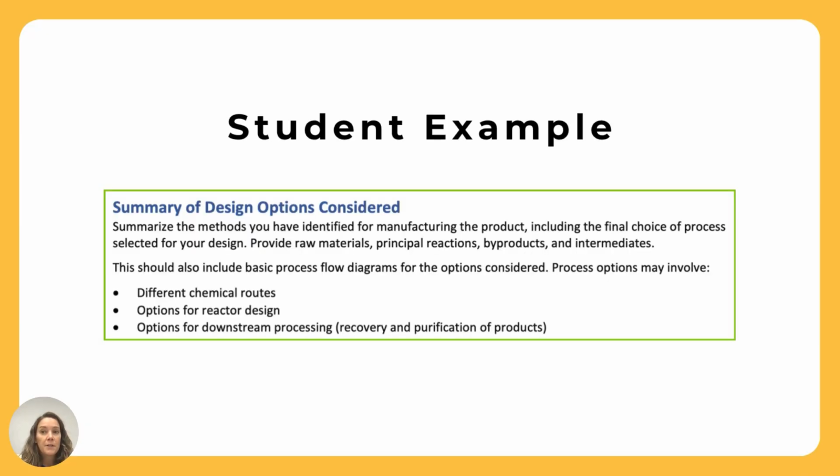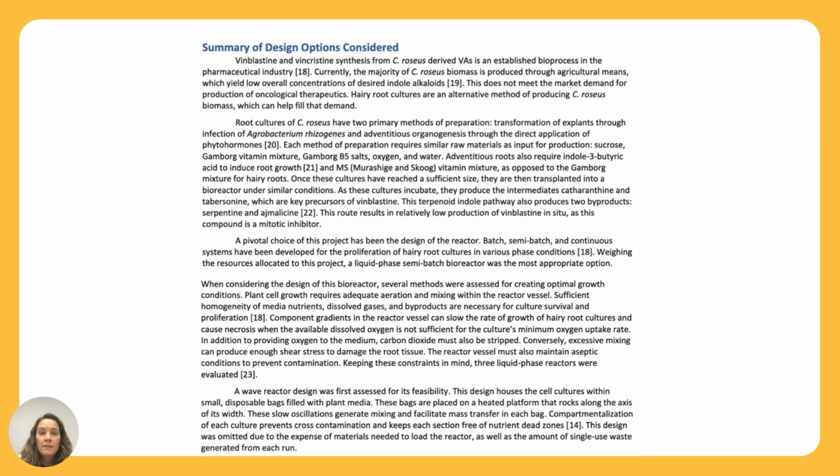Let's look at an exemplar student example. This team's summary of design options considered is about a page and a half long and is then followed by their process flowchart. A couple of things I wanted to point out here is how they are still citing sources in this section. By doing this, they are pulling in the expertise of others to show that they have carefully considered their options and have used previous research to help guide their choices.